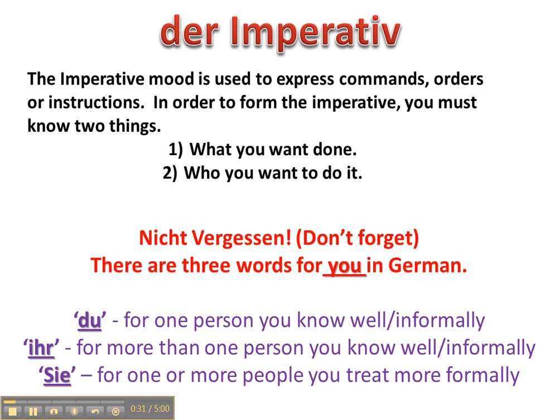There's the informal you, or du, and that's for a person you know well informally. Ihr, which is for a group of people you're talking to that you know well informally. Sie is for one or more people that you treat more formally.